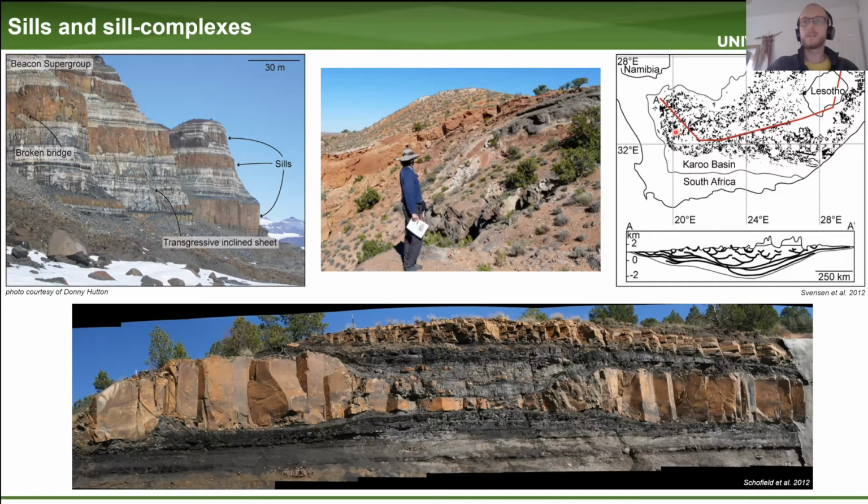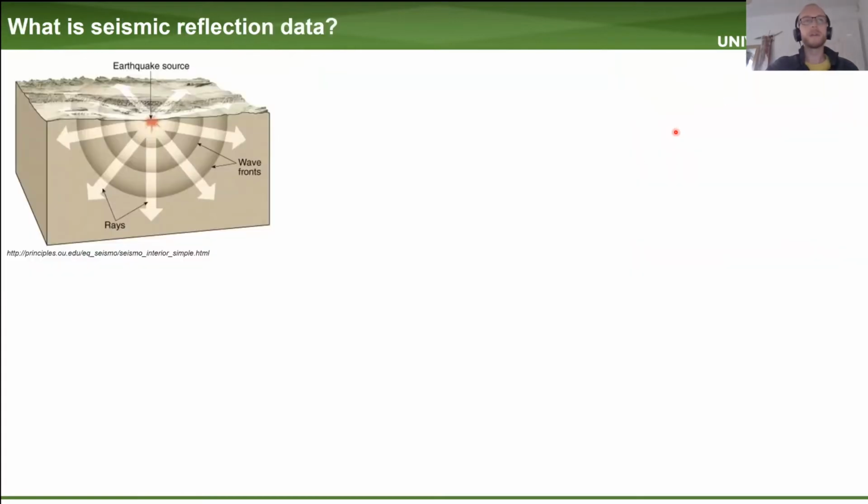Moving on. Sorry, computer's a little bit slow. So before I get into talking about what we can actually do with seismic reflection data, I thought it best to give a bit of an introduction to the technique. It's perhaps not something you would have come across more in the mining industry, although I'm sure some of you are familiar with it.